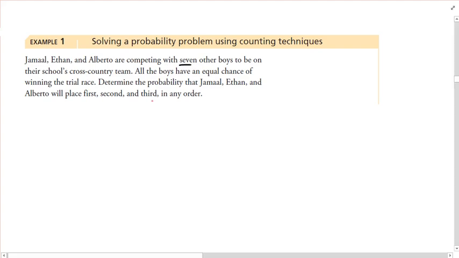Okay, so this one actually is a bit tricky when it says Jamal, Ethan, and Alberto placing 1st in any order. So is that combination or permutation? Okay, if it says in any order, that means the order doesn't matter, right? So that looks like it's going to be combination. Yes, I would agree with you. Okay.